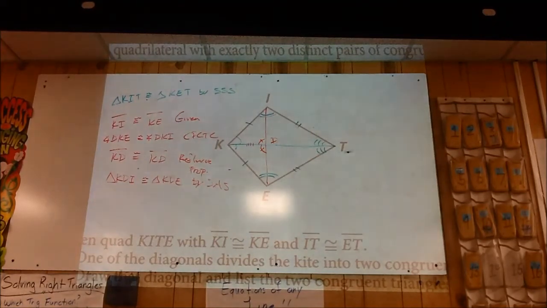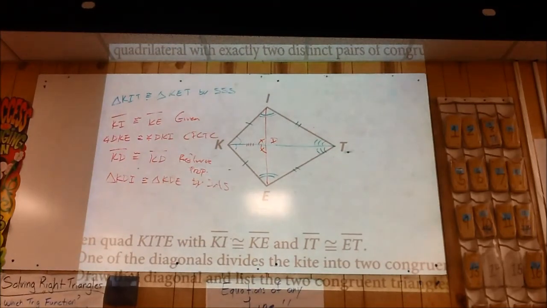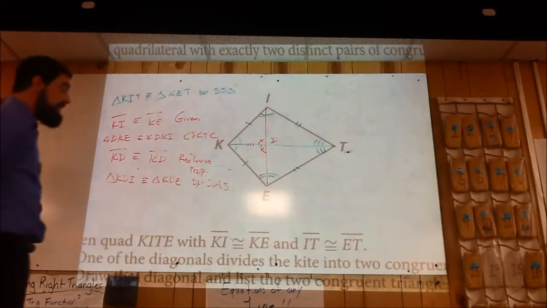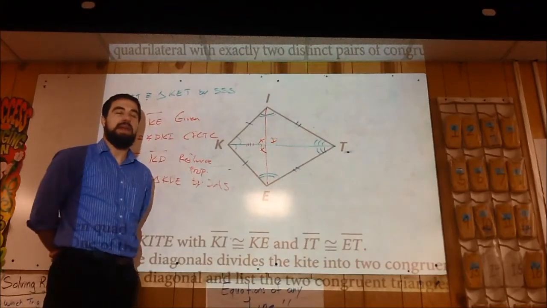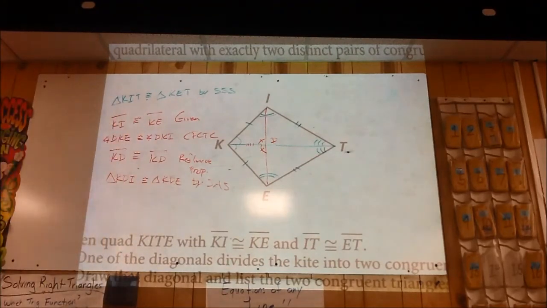Sweet. Number two, one diagonal divides a kite into two congruent triangles. We proved that. We drew in this case segment KT, and that divided this kite into two congruent triangles. So that's always true for kites. And then the third thing that we proved was that the diagonals of a kite are perpendicular. It was kind of a long proof, but nonetheless we know, and we're capable of doing so.